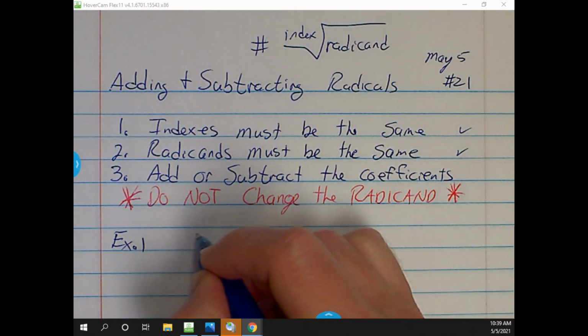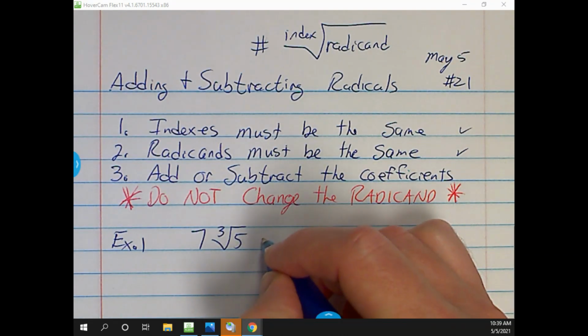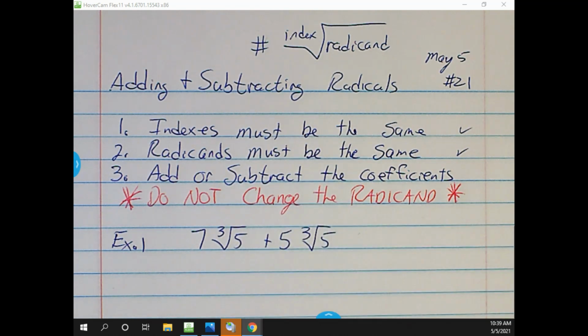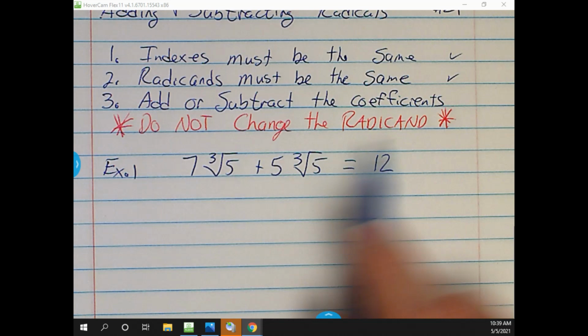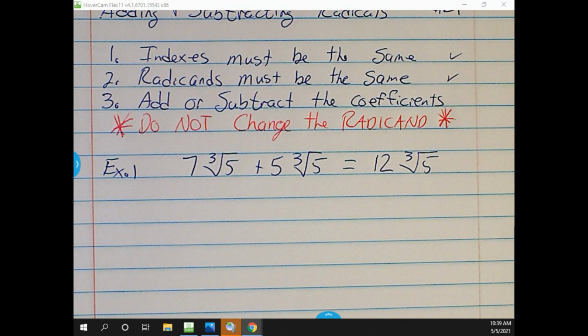Okay, so let's say you have 7 times the third root of 5 plus 5 times the third root of 5. Good. Indexes are both 3. Radicands are both 5. So 7 plus 5 is 12. And again, after you add those numbers, you do not change the radicand. It stays the third root of 5. And hopefully you go, well, that's not really hard at all.